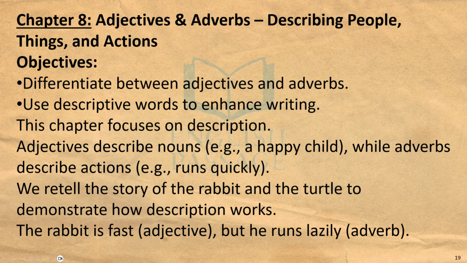Chapter 8. Adjectives and adverbs describing people, things, and actions. Objectives. Differentiate between adjectives and adverbs. Use descriptive words to enhance writing. This chapter focuses on description. Adjectives describe nouns. Example, a happy child, while adverbs describe actions. Example, runs quickly. We retell the story of the rabbit and the turtle to demonstrate how description works. The rabbit is fast, adjective, but he runs lazily, adverb.